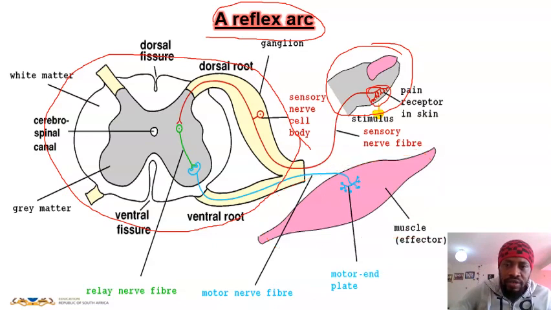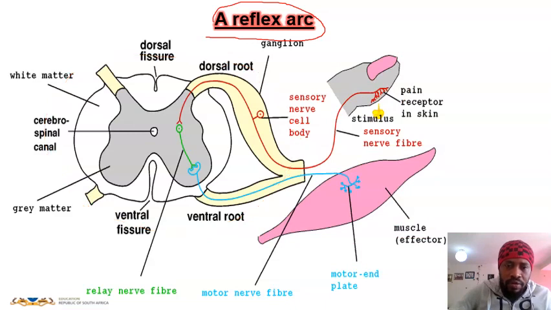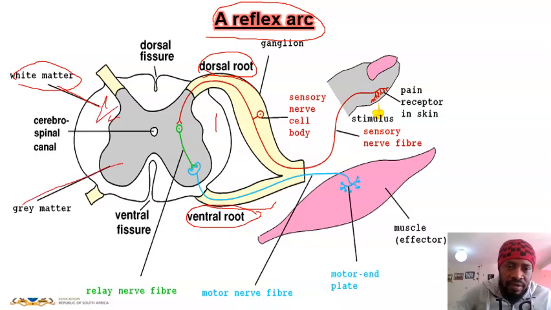Looking at the cross section of the spinal cord, we should be able to see the dorsal root of the spinal cord, the back, and the ventral root of the spinal cord. We should be able to identify white matter in the spinal cord, which is outside of gray matter, which has an H shape.